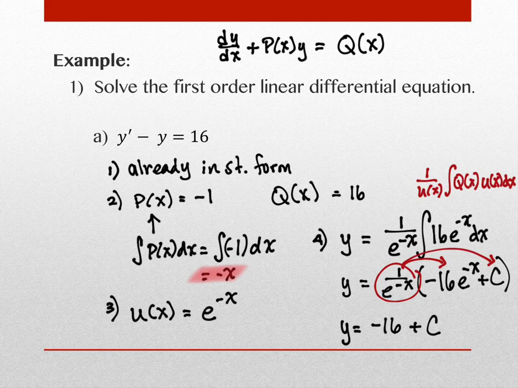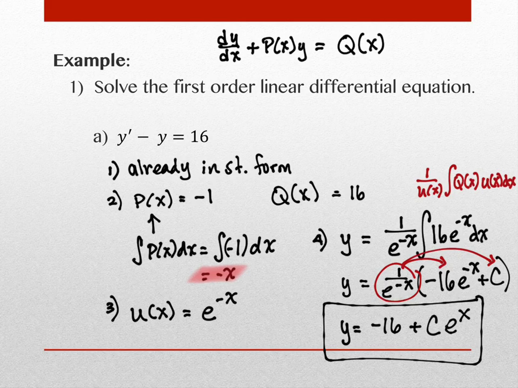What can I do? We can do it as e to the positive x in the numerator, right? Property of exponents. We can pull it up to the numerator, change the sign. And if you want to move that into the beginning before your negative 16, that would be fine. But this is our solution, our general solution to this first order linear differential equation.